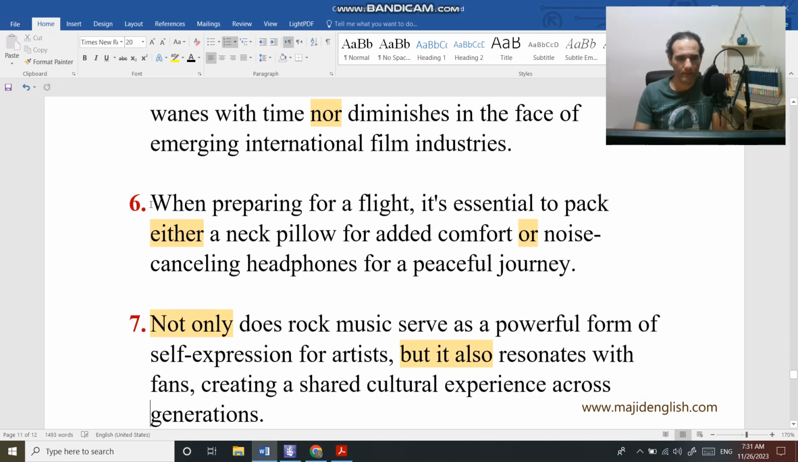And when preparing for a flight, it's essential to pack either a neck pillow for added comfort or noise-canceling headphones for a peaceful journey. So a neck pillow for added comfort. Be careful with the pronunciation of this word. It is a noun, comfort, and when it turns to the adjective, this O is not pronounced anymore. So comfort and then comfortable.